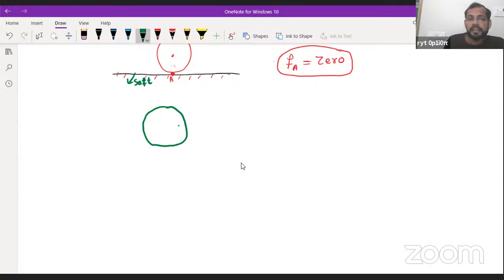What will happen if the body is soft? In this condition, the body will deform at the contact surface. Why? Because the surface is hard and you are applying an amount of load W on this body. So due to its weight, or whatever weight it is carrying, due to that load, what will happen? The pressure at the contact surface causes the deformation in the body.